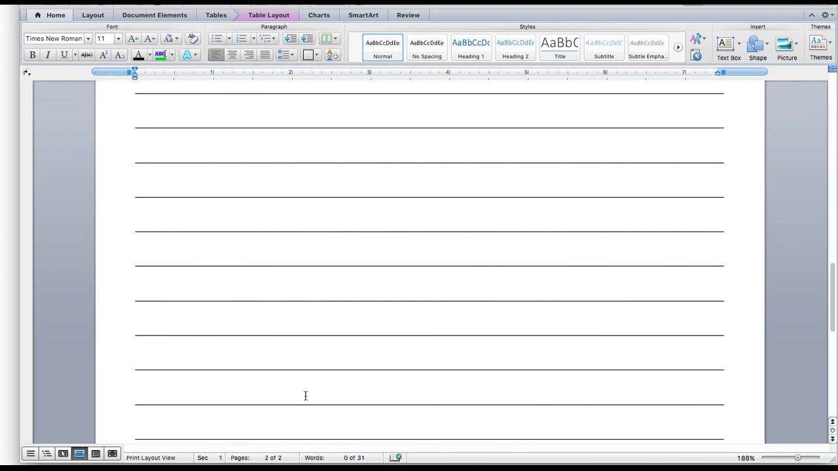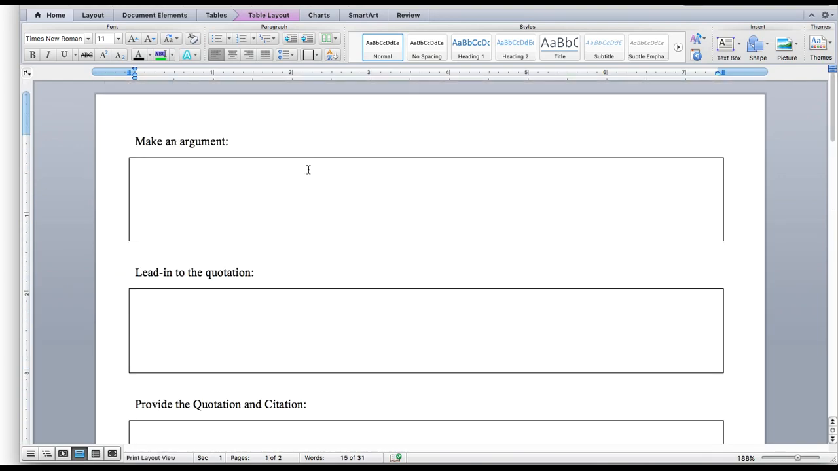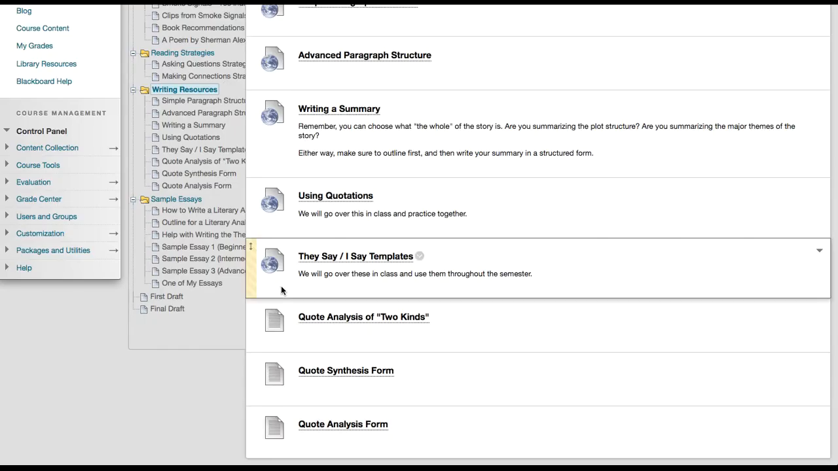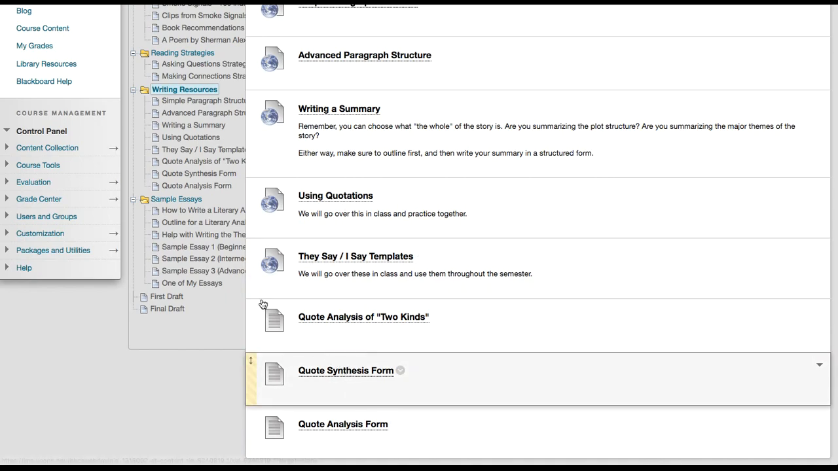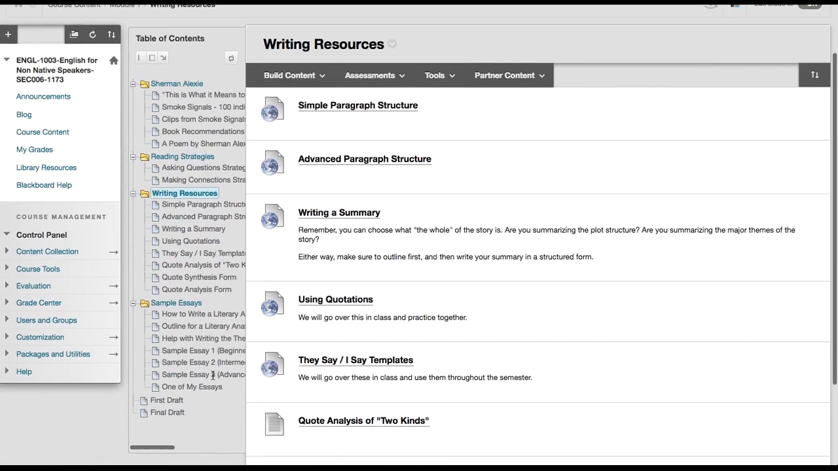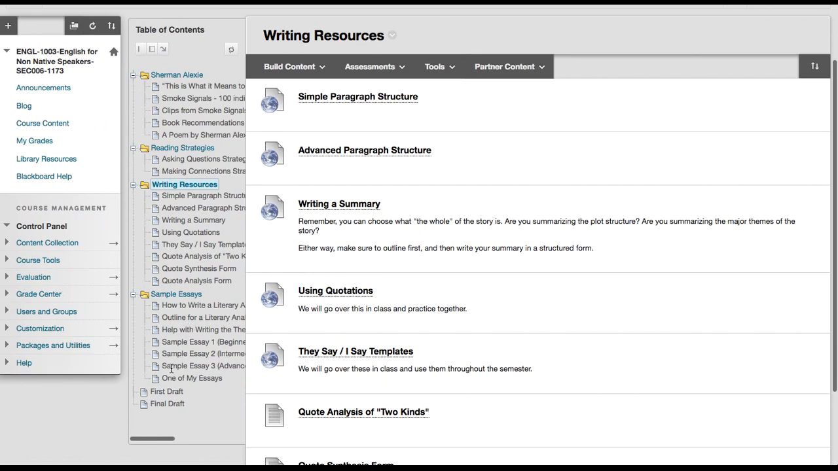And then you write out the paragraph. So fill out the entire form and then you create it into a paragraph. That should help you. It's a step-by-step instruction on how to write a paragraph. And this is synthesis. This is if you want to use two different quotations in the same paragraph. So it's a little more complicated. So look at these resources, try to use them, and then ask if you have any questions.